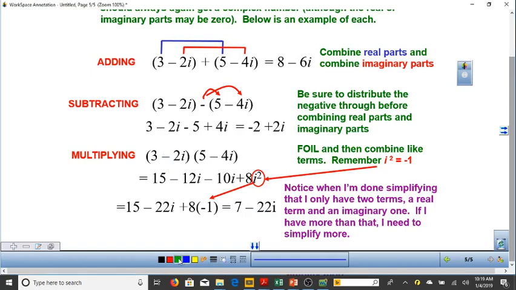Just going to indicate again what we did here. We distributed by multiplying each term in the first pair of parentheses by each term in the second pair of parentheses.